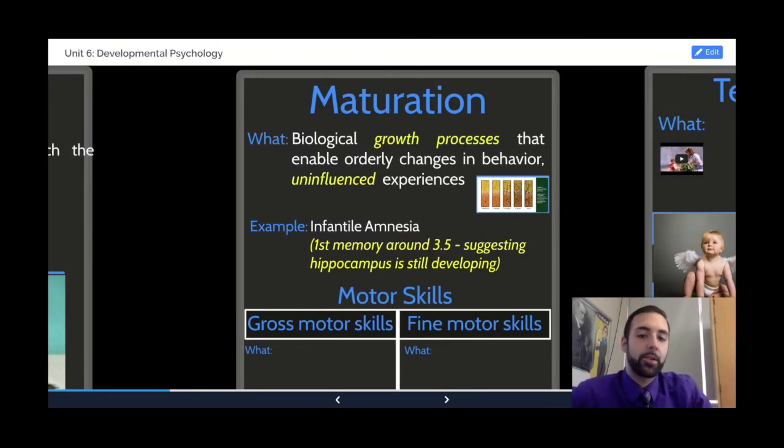The hippocampus, a term that we identified back in Unit 1, a term that we essentially classified as the save button, the term that takes something out of short-term memory and then stores it into long-term memory.